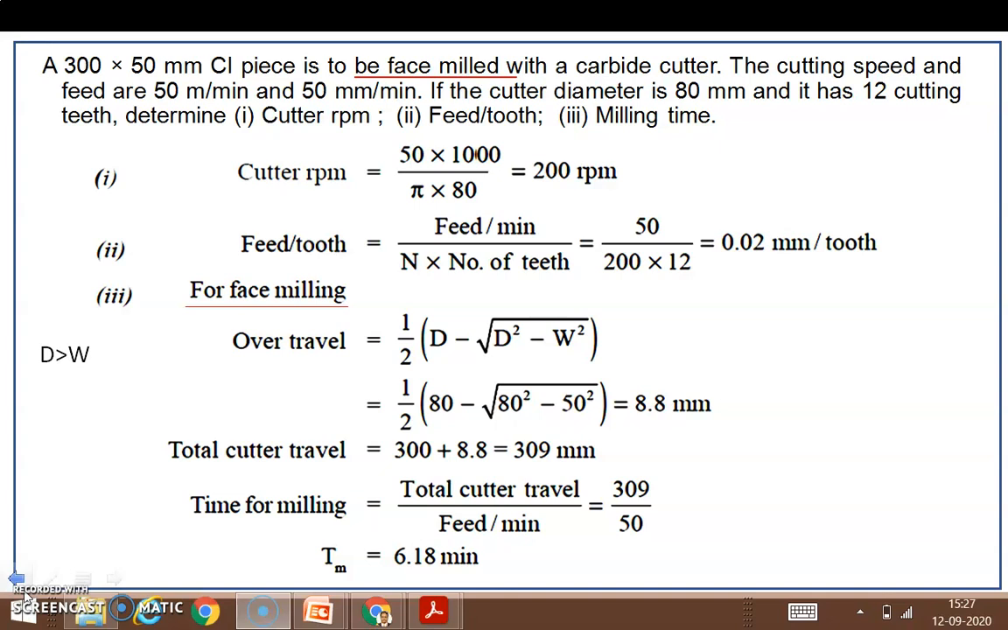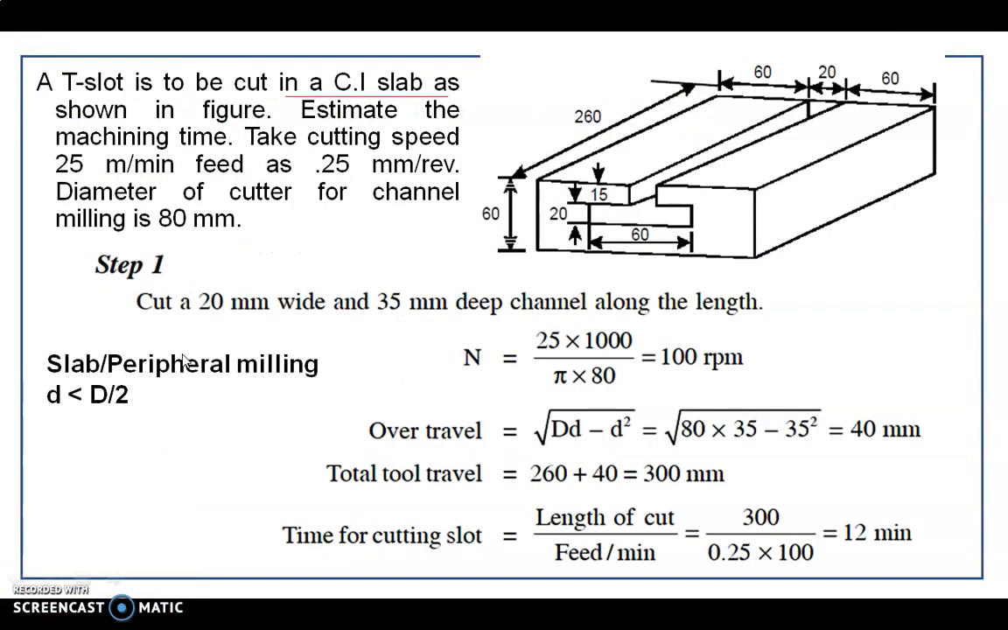So the time for machining 309 mm at the rate of 50 millimeters per minute, the total machining time would be 6.18 minutes. So here cutter RPM we found, feed per tooth we found, and machining time we found. So this is a very simple problem. Here you can score full marks within a minute or two. We'll move on to the next problem.